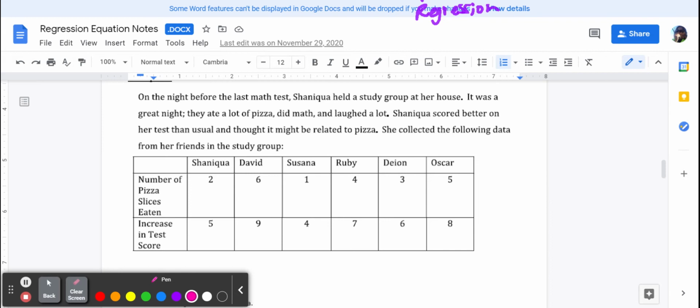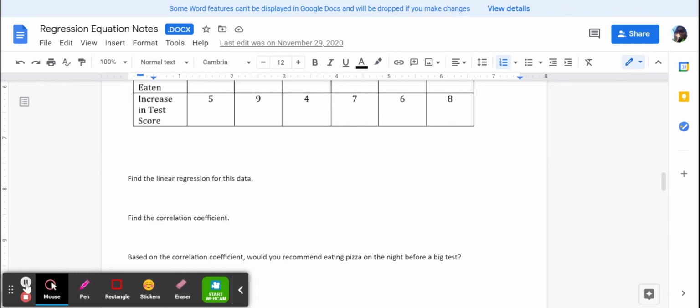We can see how many slices of pizza each person ate, and then their increase of points on their test score. So the first thing we're going to do is take out our calculator, and we are going to want to type in this data. So in L1, you'll do 2 enter, 6 enter, 1 enter, 4 enter, 3 enter, 5 enter. And then in L2, you'll want to type in 5 enter, 9 enter, 4 enter, 7 enter, 6 enter, and 8 enter.